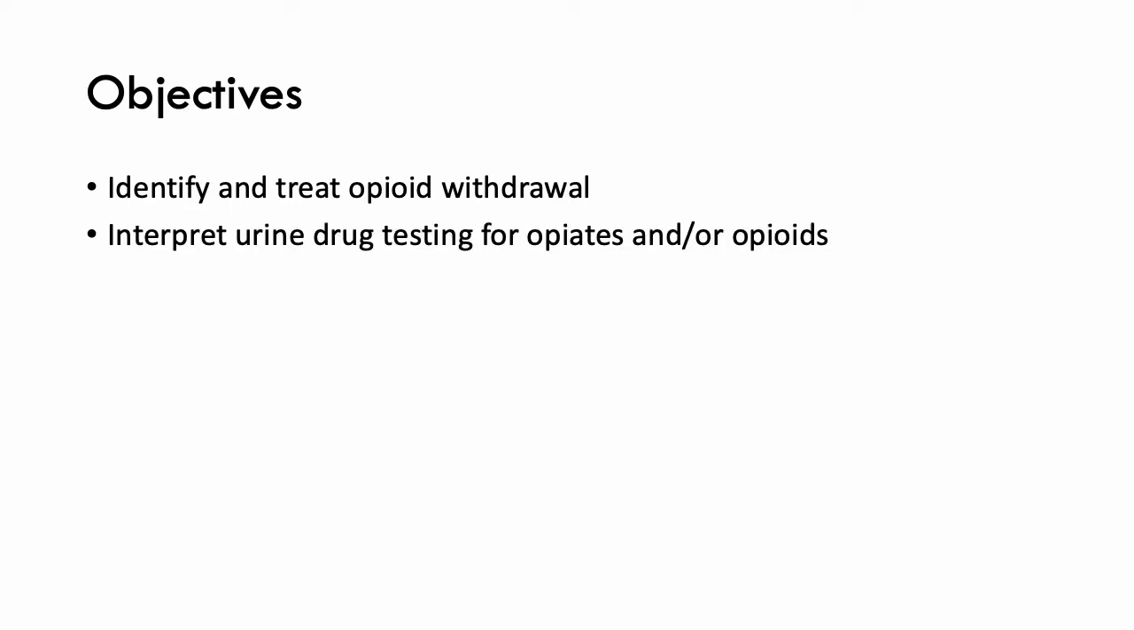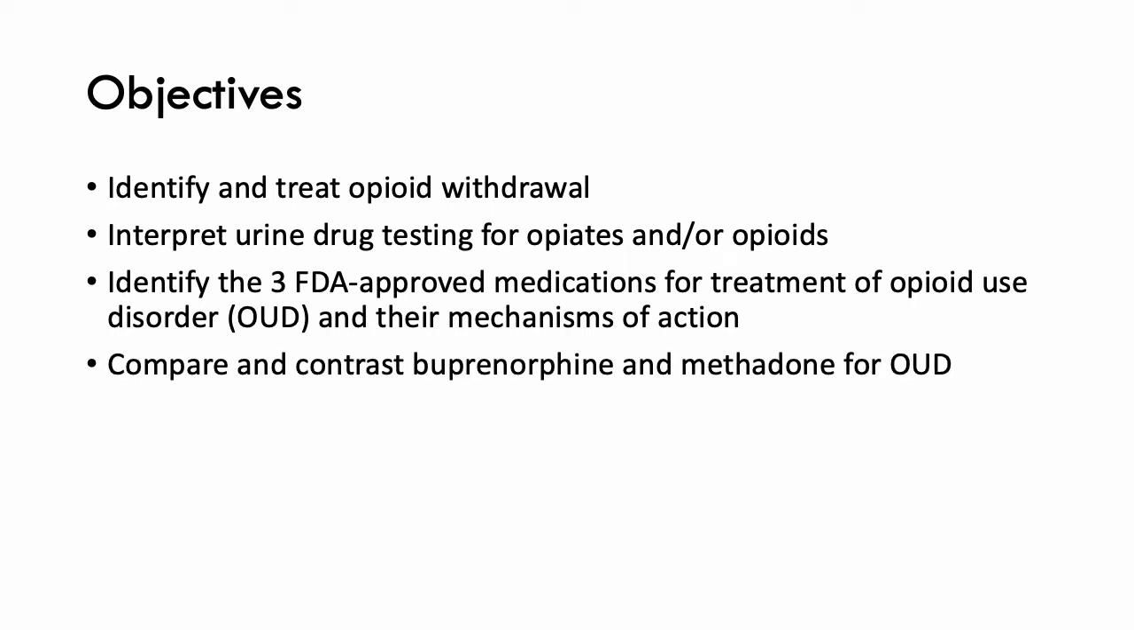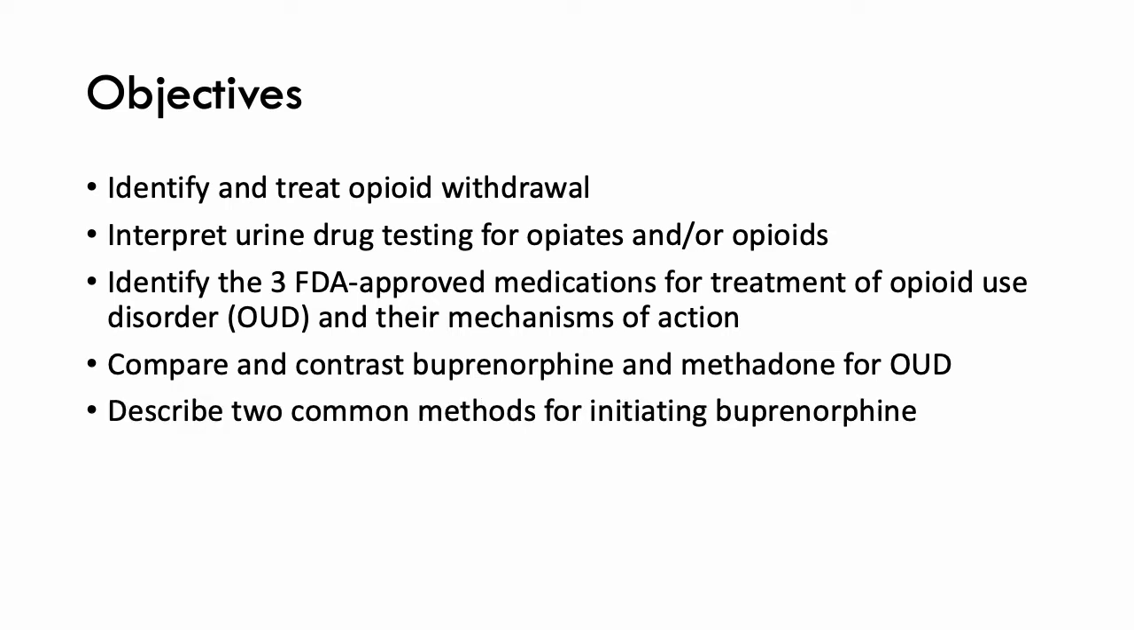Let's start with what we're going to learn today. First off, we're going to learn how to identify and treat opioid withdrawal. We'll learn how to interpret urine drug testing for opiates and opioids. We'll talk about the 3 FDA-approved medications for the treatment of opioid use disorder, sometimes called OUD, and their mechanisms of action. We'll compare and contrast buprenorphine and methadone for opioid use disorder.